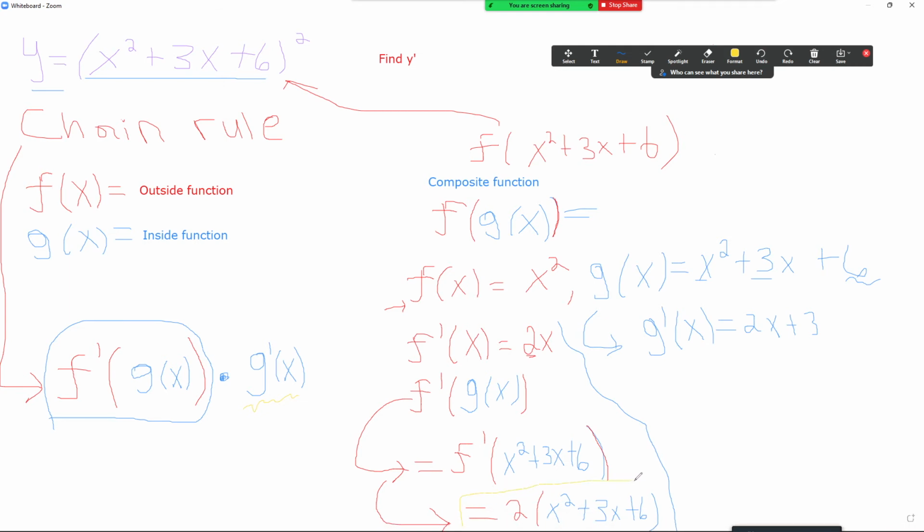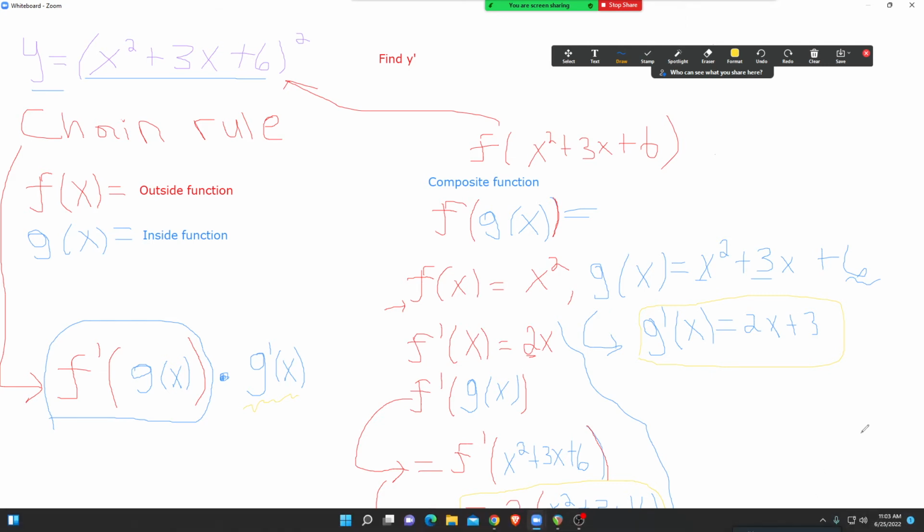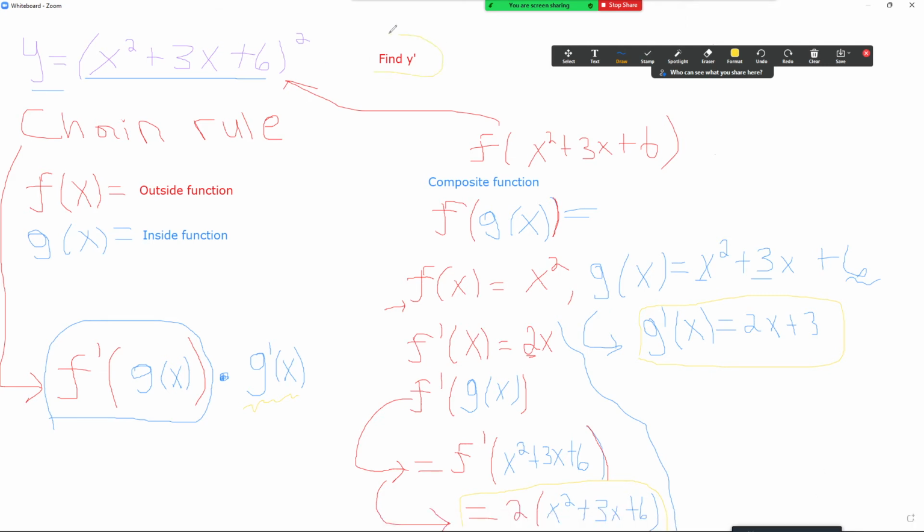So the two important keys we're putting in yellow are these guys. Now, because we're trying to find y prime, the first derivative of this, that was the goal. But in order to differentiate this, we had to use chain rule, because you have two functions in disguise here.